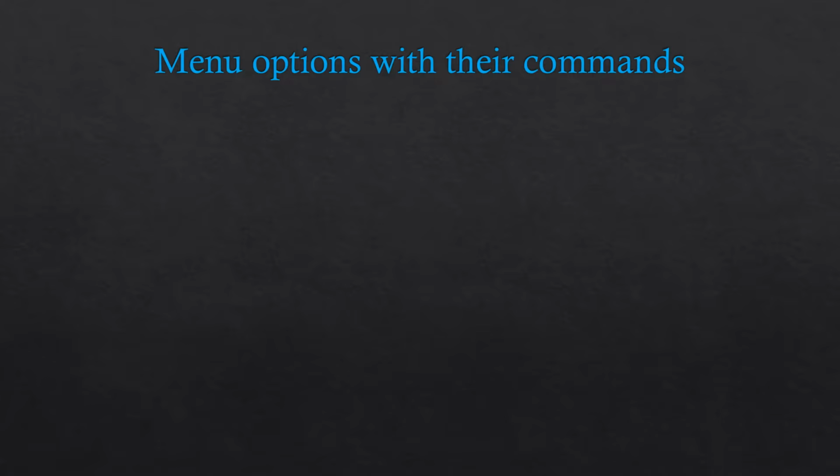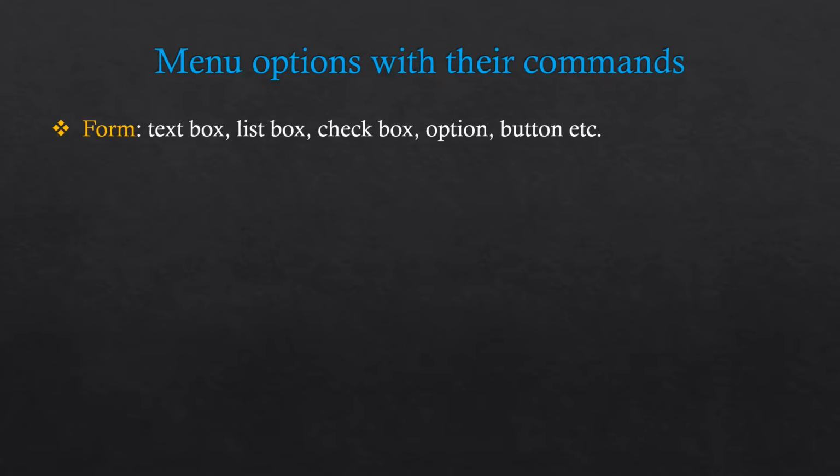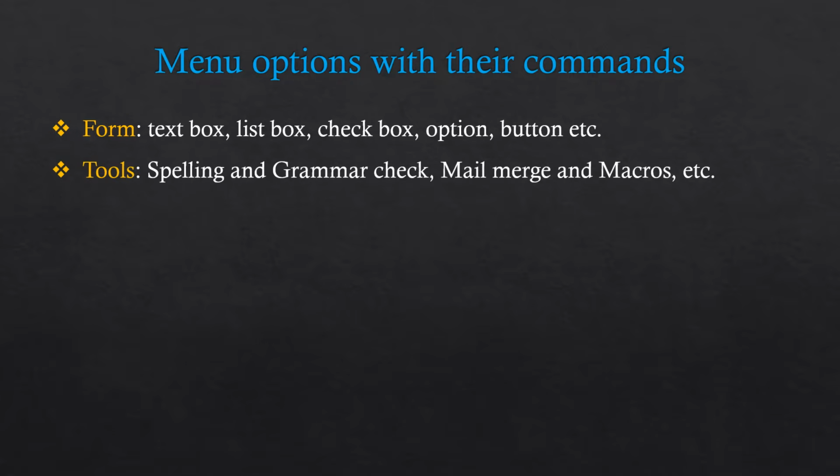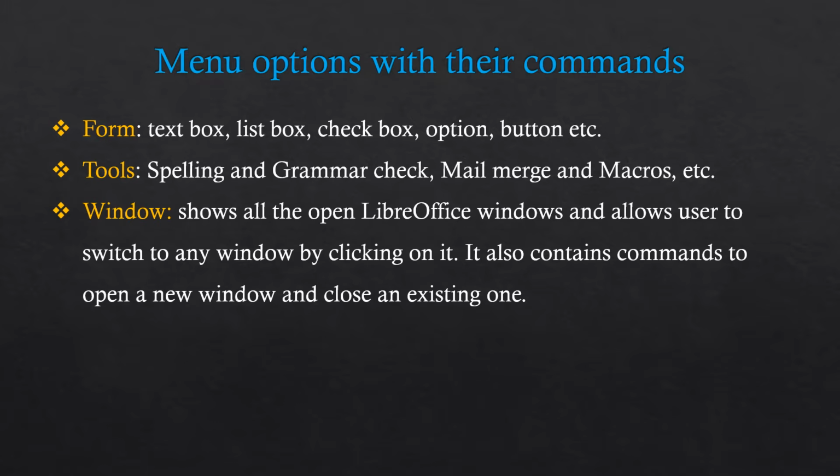Here are the remaining menu options with their commands. In the form menu, we have commands like text box, list box, check box, option button, etc. In the tools menu, we have various tools such as spelling and grammar check, mail merge and macros, etc. Window shows all the open LibreOffice windows and allows the user to switch to any window by clicking on it. It also contains commands to open a new window and close an existing one.